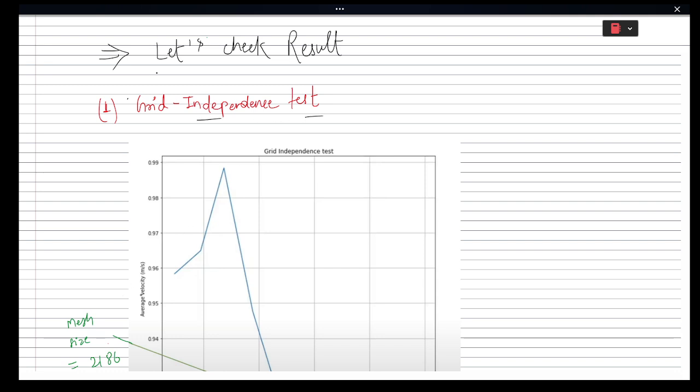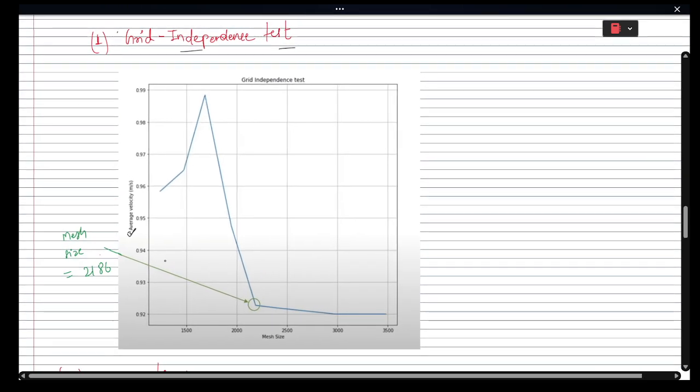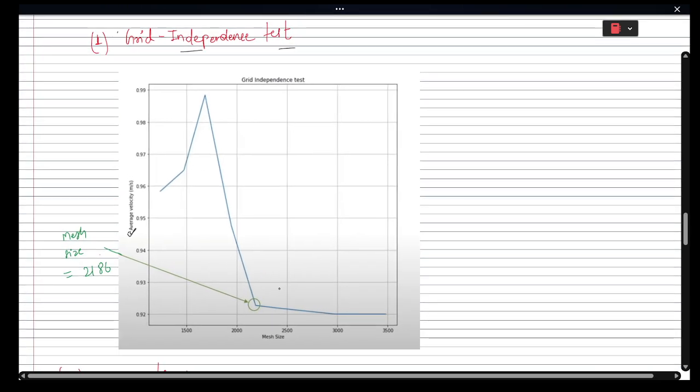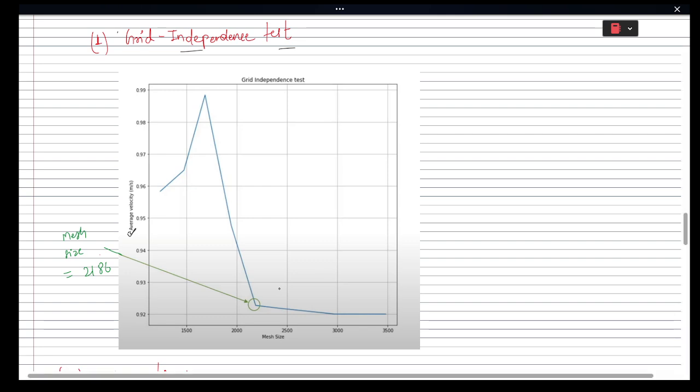First, we calculate the average velocity for different grid sizes. To find the average velocity, we take the area under the velocity-time curve and divide it by the total time. This gives us a single value of average velocity for each grid. Then we plot a graph of average velocity versus grid size. You can see it here in this graph.